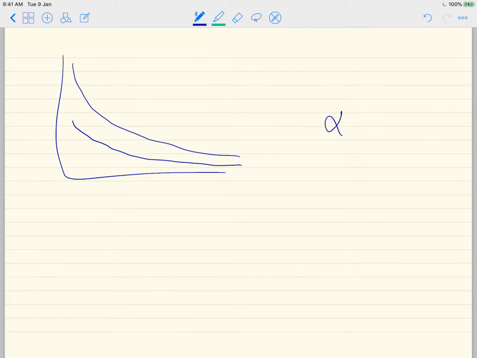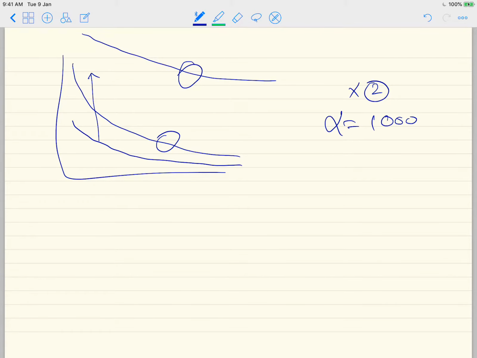Suppose alpha was set as maybe 1,000 in the current training stage, then alpha times the regression loss will be like this, right? So from the perspective of our objective function, which one will we focus on minimizing? Of course this one, right?